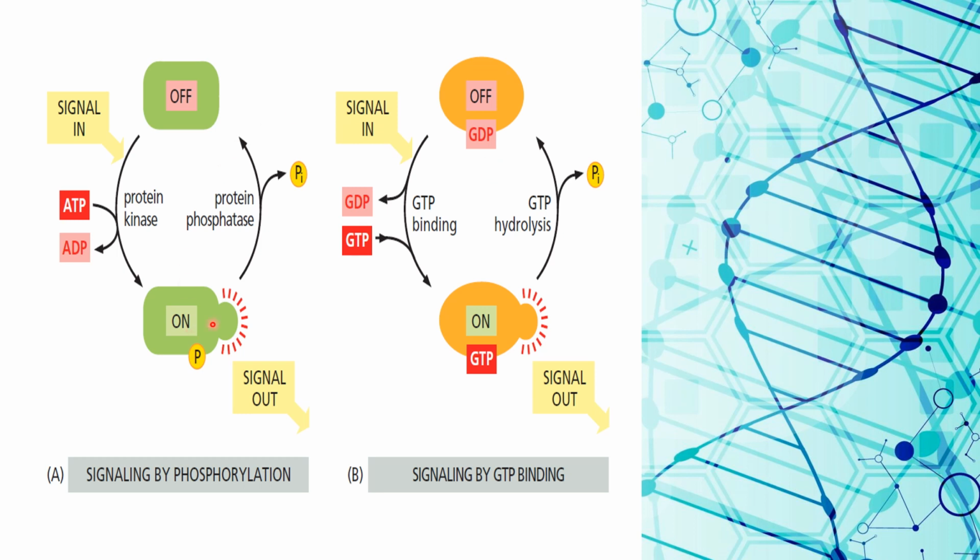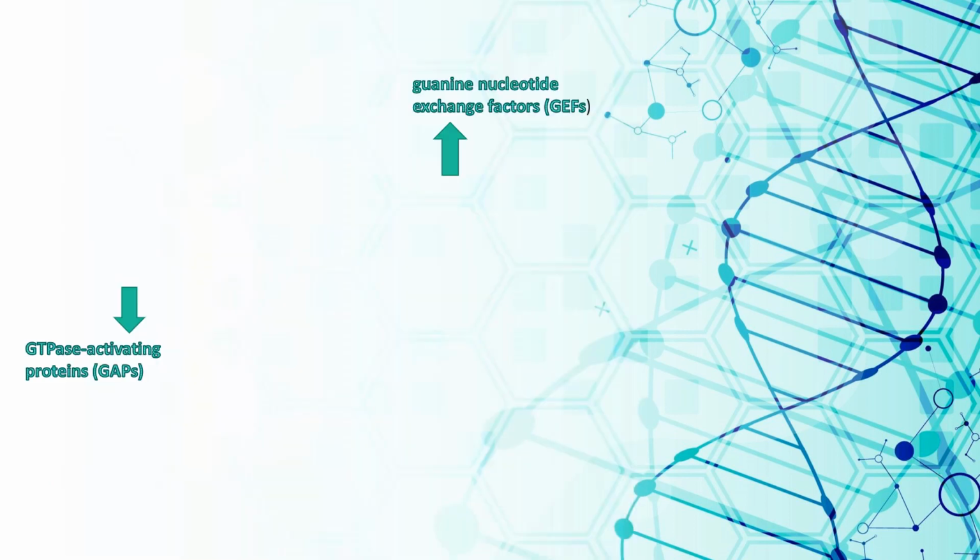So two things we have to remember. Whenever the protein is phosphorylated, it is active, and whenever GTP is bound to the protein, again it's active. The opposite case is when there is no phosphate group, we say the protein is in the inactive form, and when the protein is bound to a GDP, we say the protein is present in the inactive form. Now, these two switching processes are mediated by certain regulatory proteins.